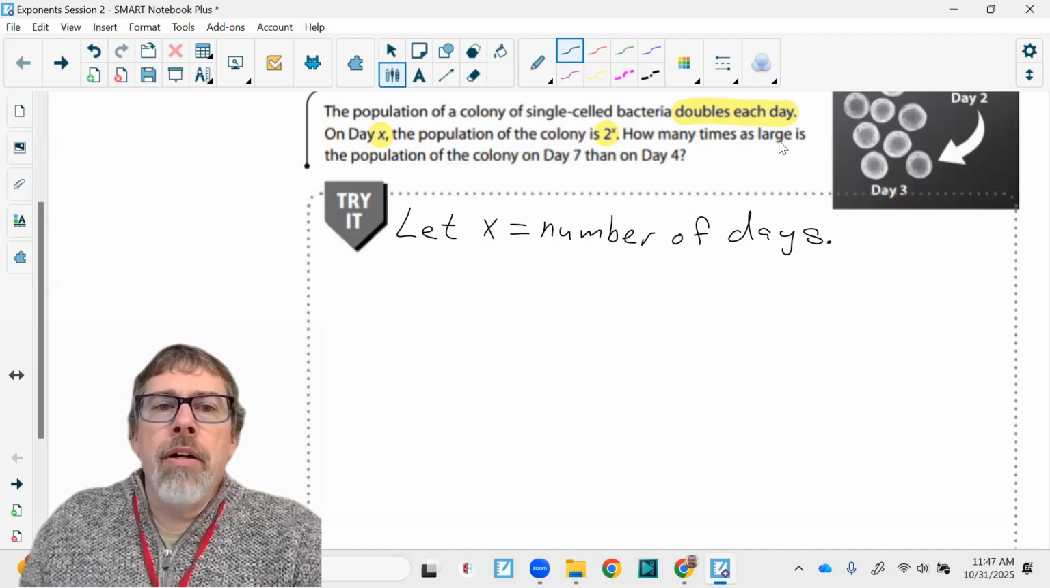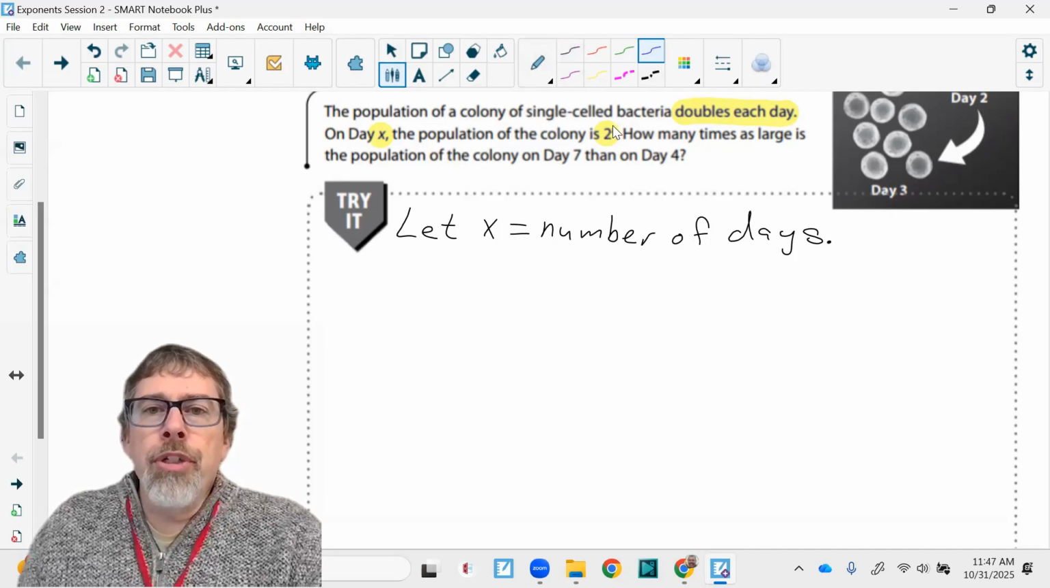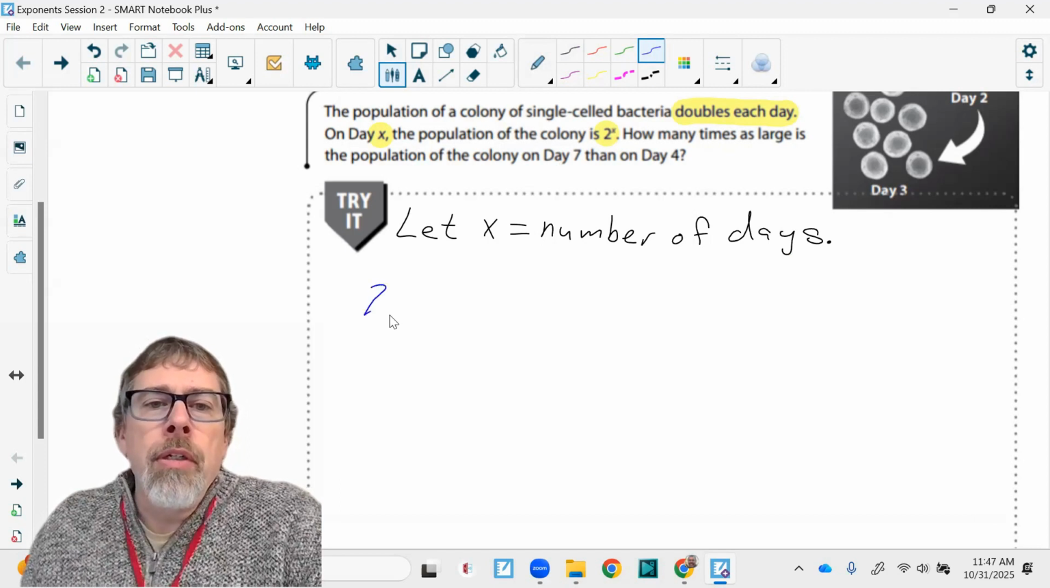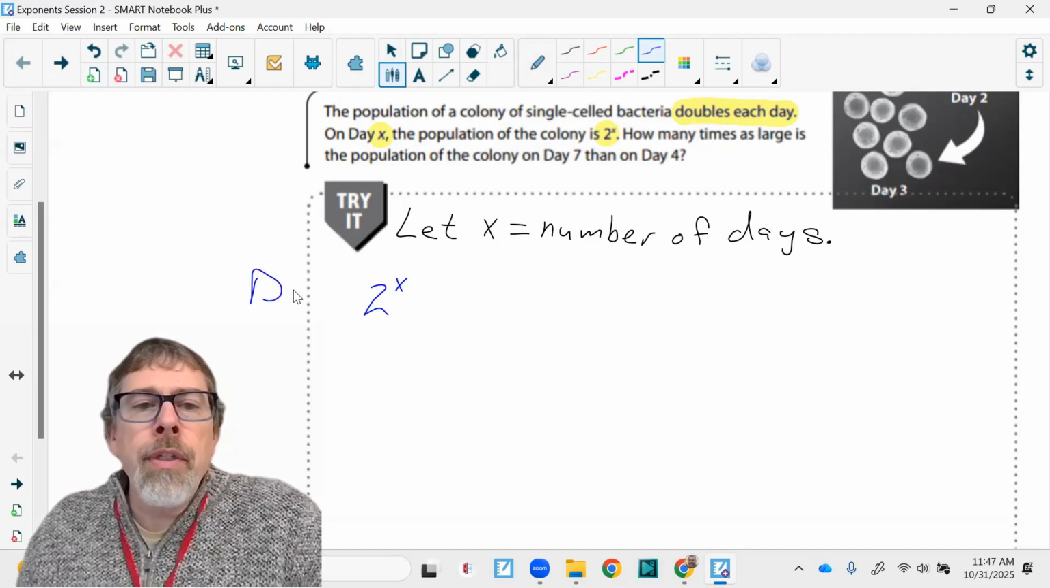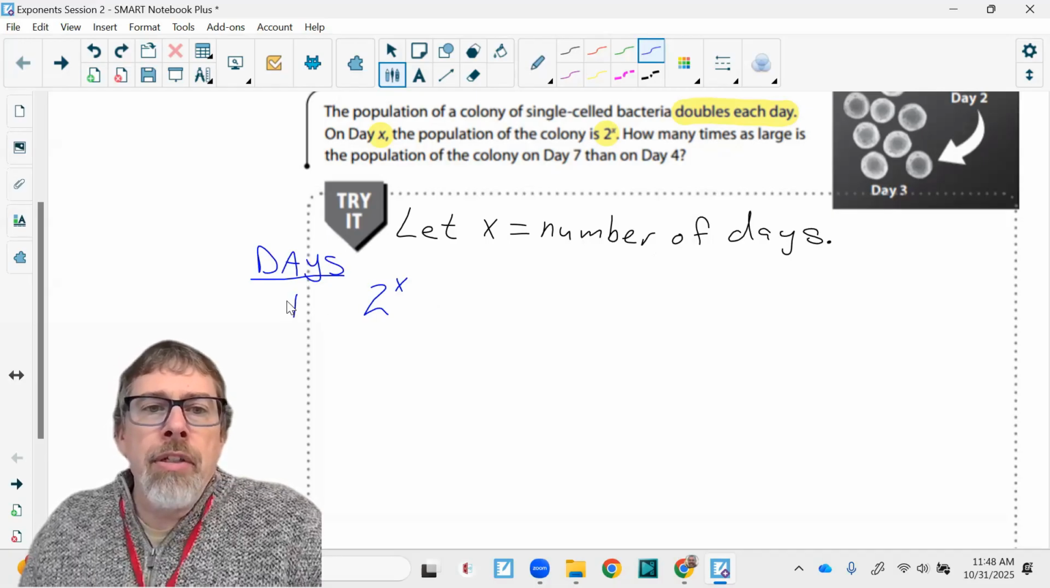How many times as large is the population of the colony on day 7 than on day 4? So we're using the exponential expression. Oh, excuse me, that's called an exponential expression. Okay. The exponent is a variable. The base is 2. So over here I'm going to put the days. Let me write it like this so I don't have to write so much. So I'm going to write days here. And let X be the number of days.